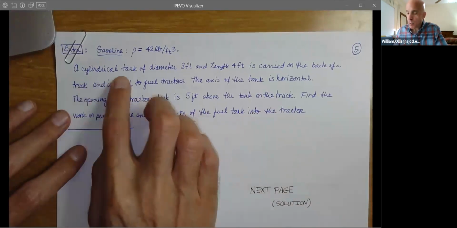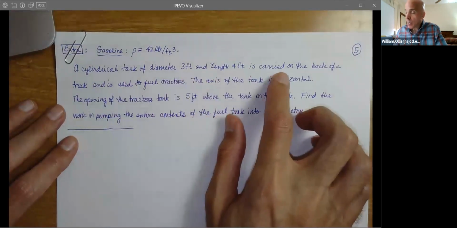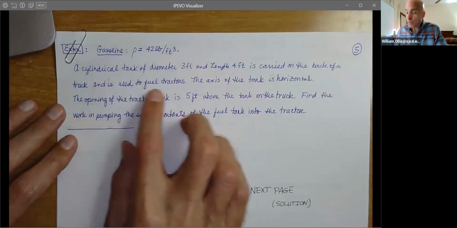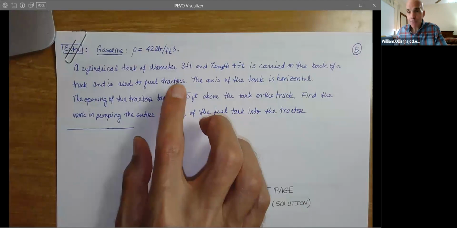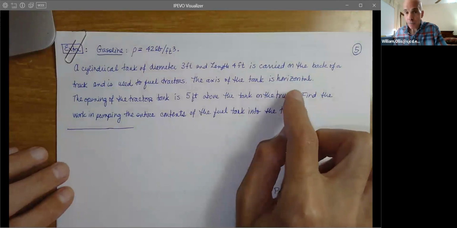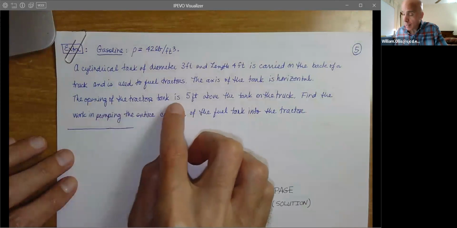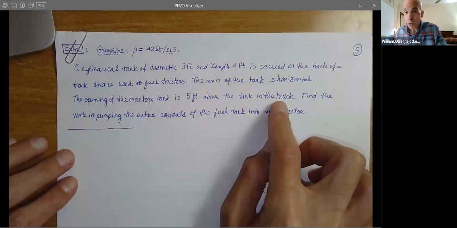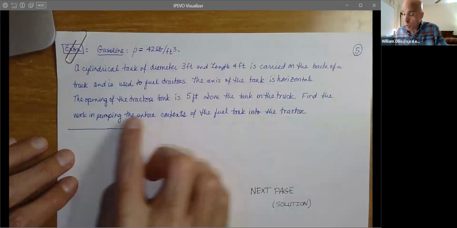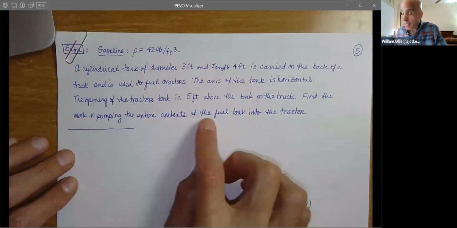So we've got a cylindrical tank of diameter 3 feet and length 4 feet, is carried on the back of a truck and is used to fuel tractors. Now, what's different about this is that the axis is horizontal. It's not vertical, it's lying horizontally. The axis of the tank is horizontal. Then it says, the opening of the tractor tank is 5 feet above the tank on the truck. Find the work in pumping the entire contents of the fuel tank into the tractor.